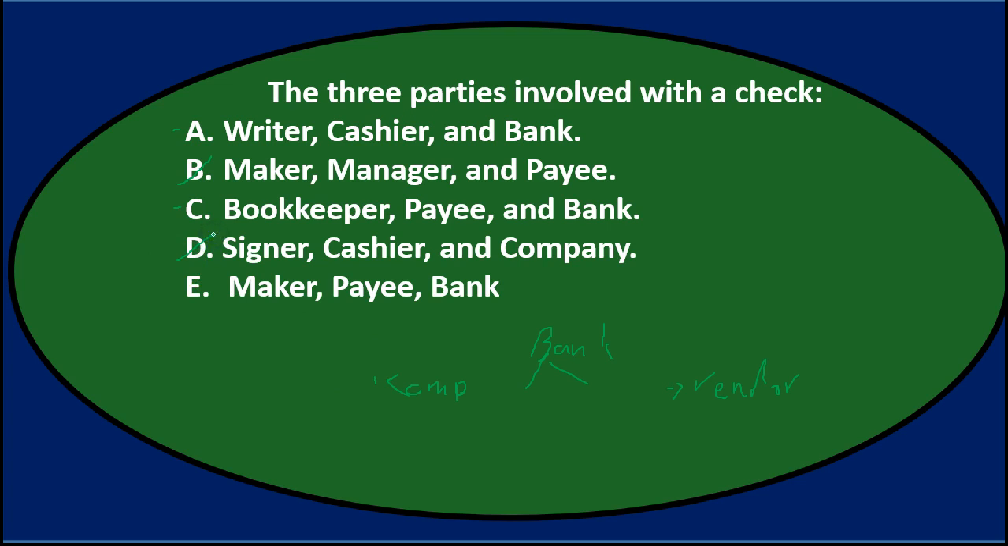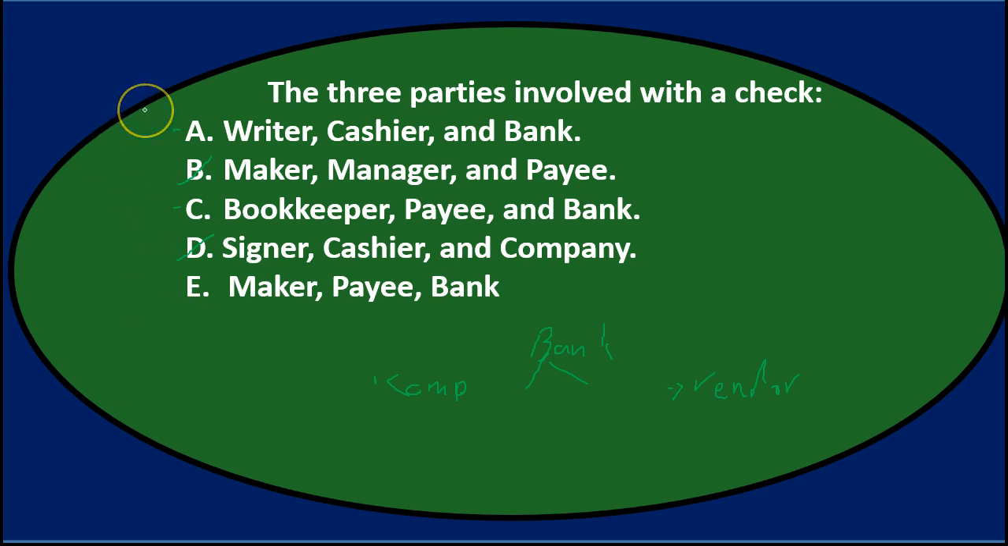And then it says the maker, the payee, and the bank. And that, from a most kind of broad standpoint, sounds pretty good because we got the person making, the payee, and the bank, which would represent our three areas here. So I'm left with A, C, and E. We've got A saying writer, cashier, and the bank. C, bookkeeper, payee, and bank. E, maker, payee, and bank.